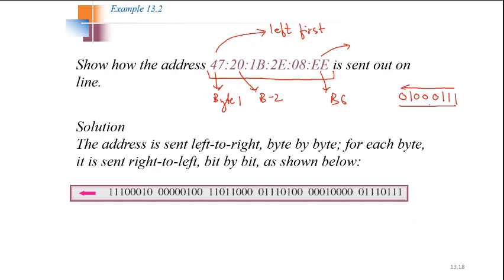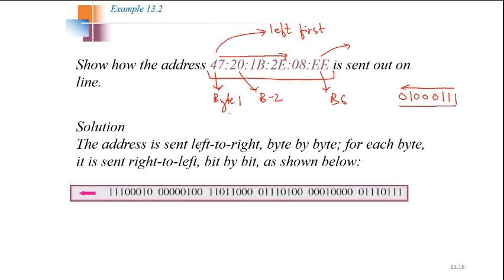So within a byte, right to left, but within the complete address, the left byte is sent first to the line. As given here, the address is sent left to right, byte by byte. So we go left to right, but each byte is sent right to left, bit by bit.